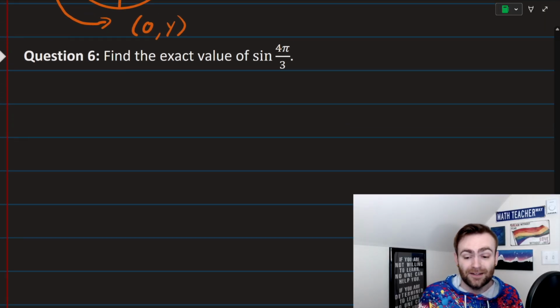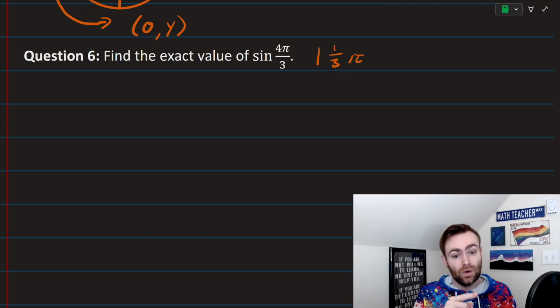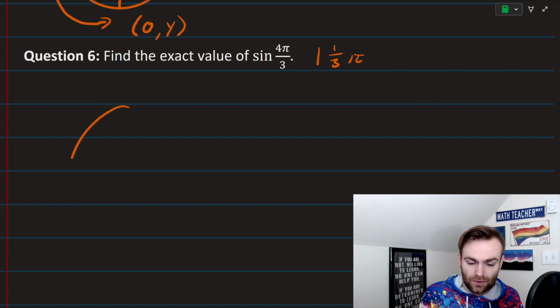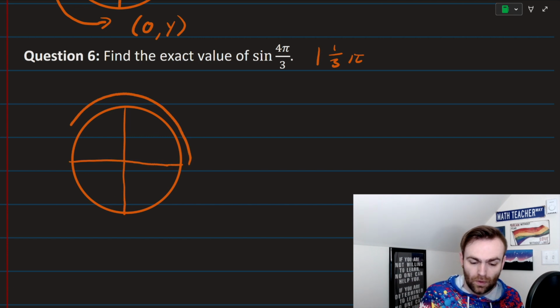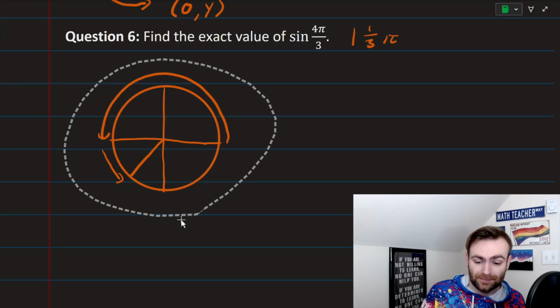Let's try sine of 4 pi over 3. Now, if we're thinking in radians, 1 pi is half a circle. So this is 1 1/3 pi. This is one whole half circle, and then a third more. So if we draw our circle, and we quarter it, we are going 1 whole pi, and then a third of the circle more. So we're stopping here.